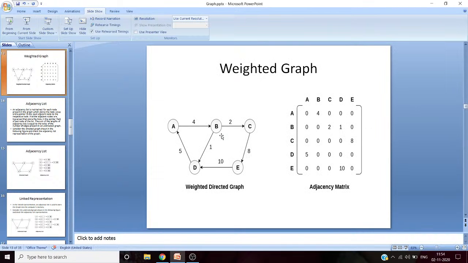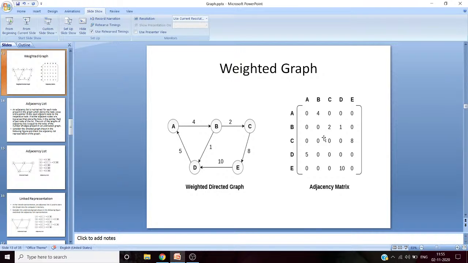Next one is the weighted graph. Everybody has asked about the weighted graph. In a weighted graph, the edges have weights. These are the weights, or costs, assigned to an edge. Suppose A to B takes a cost of 4. Instead of 1, we will put 4 here. That is the main difference.